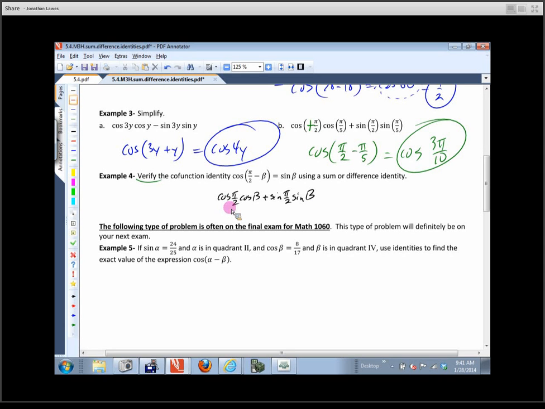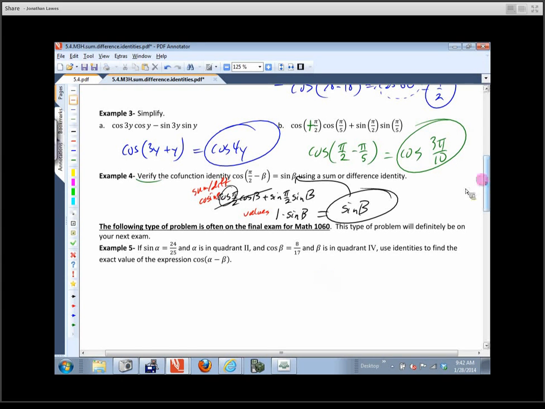What is the cosine of pi halves? 0. So what's 0 times cosine beta? 0. What's the sine of pi halves? 1. So this is just 1 times the sine of beta, and that is sine beta, and there we go. So what's the rationale for this? Some difference identity for cosine. The rationale for this is just values of trig ratios. And this is just simple multiplication, right? 3 little steps and we verified the identity. Okay, so that's a different way of thinking about those cofunction identities that we already know how to use. Okay, any questions?